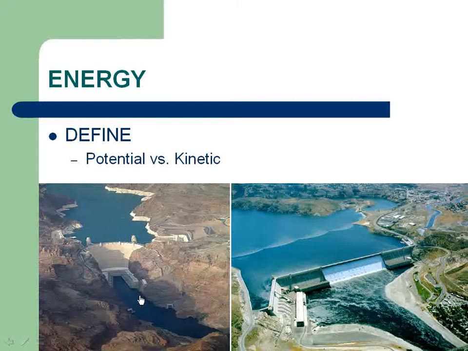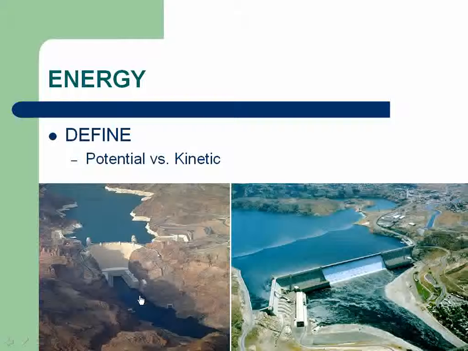If you look at the two pictures that I've placed on the screen, on the left-hand side you have water behind the dam, and that water has potential energy simply because of its position. Now, if we open the gates and let the water flow through the dam, it has kinetic energy that can be tapped in order to generate electricity.